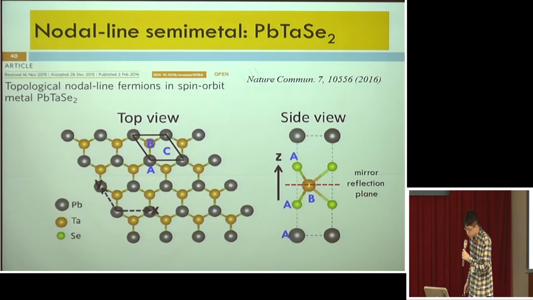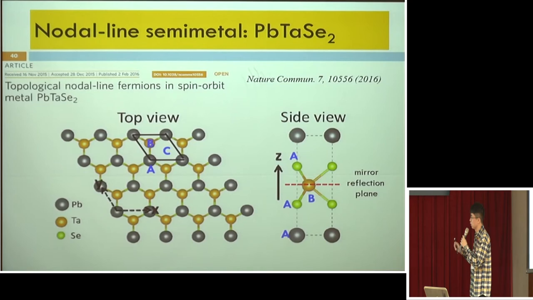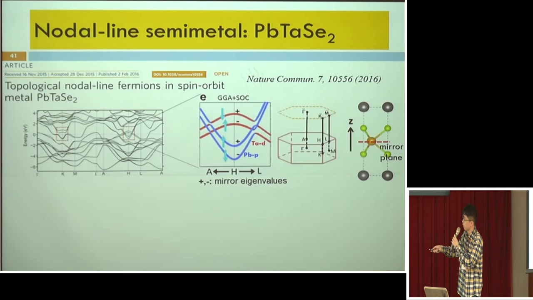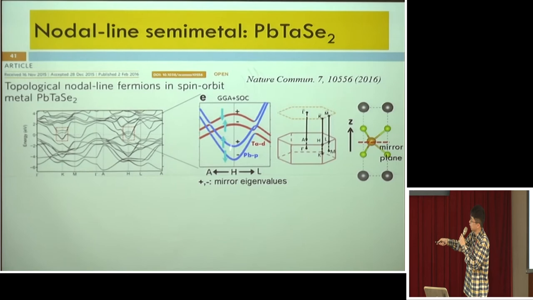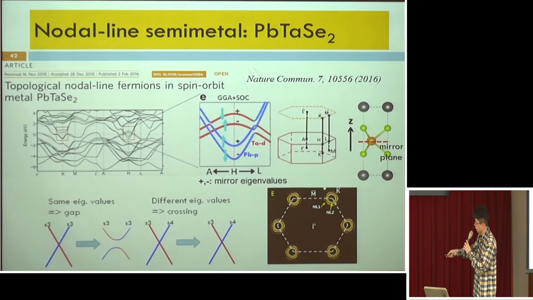Okay, we noticed layered tantalum selenide. It has a layered structure. This system lacks inversion symmetry, but has a mirror symmetry along the z-axis. And this mirror plane plays a crucial role in protecting the nodal line. This is the bulk band structure. It's quite complicated, so we only need to focus on the region around the K point. The K point is the corner of the hexagonal Brillouin zone. Around the K point, the main contributions are from a Se p electron-like band and tantalum d orbitals. They cross each other and form a nodal line. These crossing states are the nodal line. And this is a k_x-k_y map. It clearly shows two closed loops at a corner of the Brillouin zone.